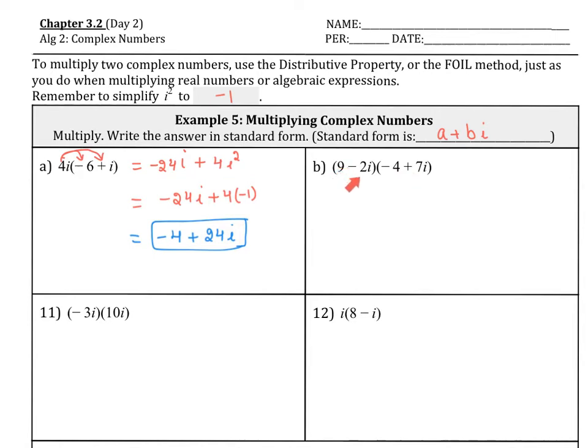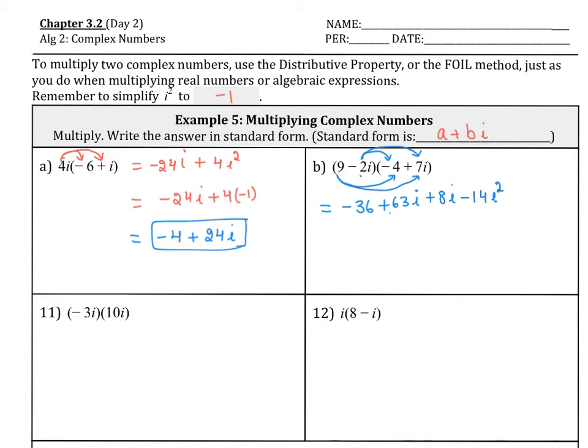For letter B, we are going to multiply the two binomial factors. We're going to multiply using FOIL. So we're going to multiply 9 times -4 and 9 times 7. And on the top here, -2i times -4 and -2i times 7. Let's simplify that. You're going to get -36, 9 times 7 would be plus 63i. Next you're going to have -2i times -4, that is positive 8i, minus 2i times 7 is 14i squared.